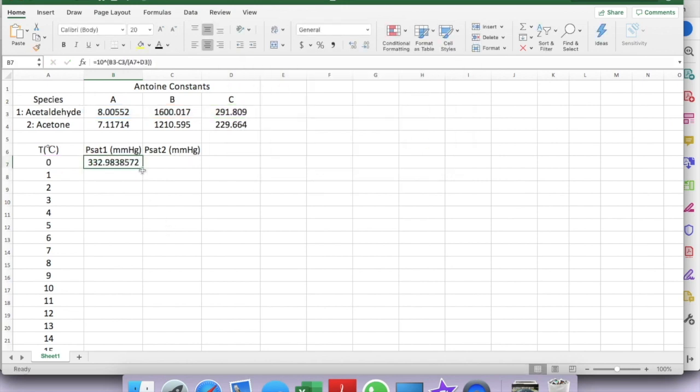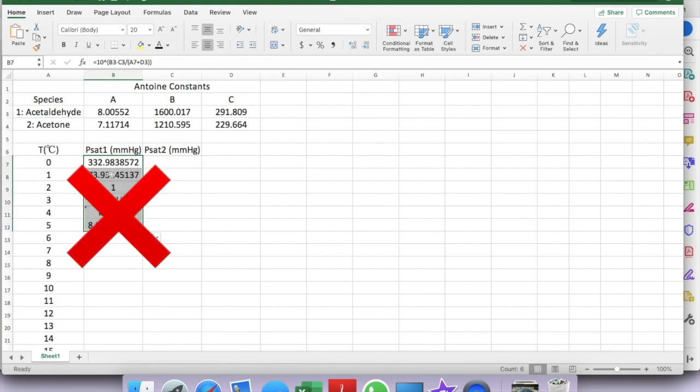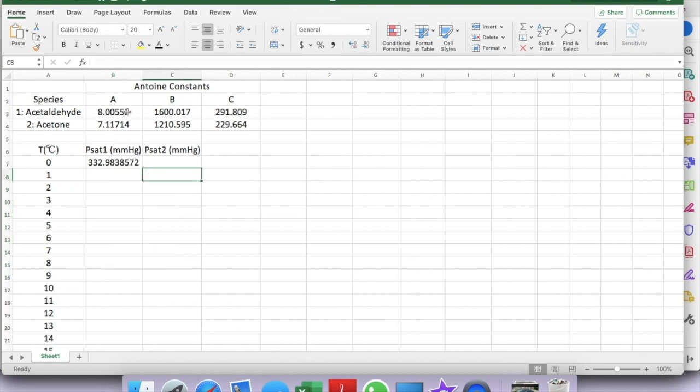Well, if you drag all the way, you will notice that some values are not correct, because this only copies the first one and then goes all the way down this column. But we don't want that. We want A, B, and C to be constant.